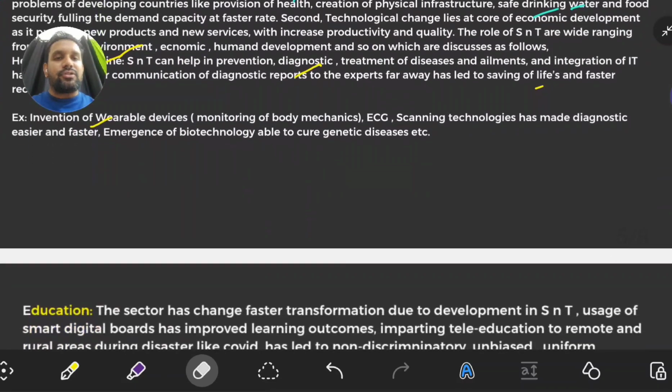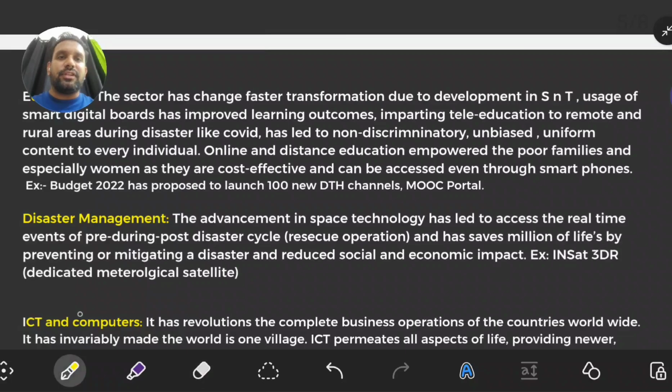Okay. I have also given here education. You can see the education. With the help of technology, we are able to transmit education to the remotest areas with the help of tele-education. Satellite DTH channels are there. Zoom. Many OBS channels are there.